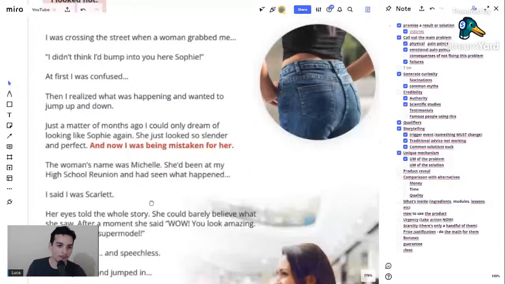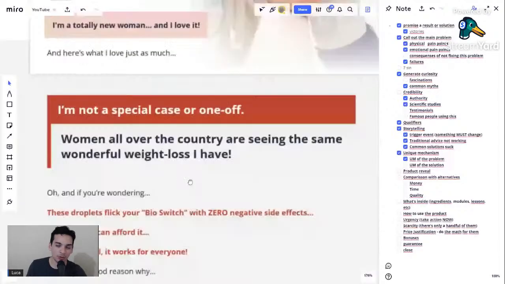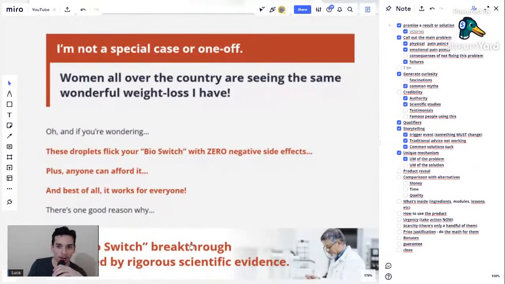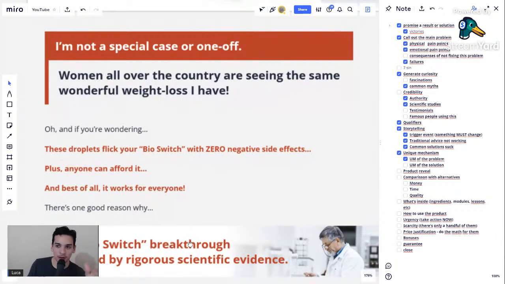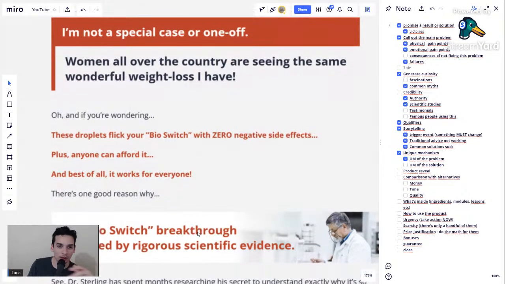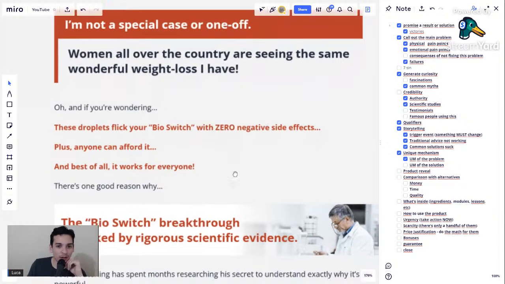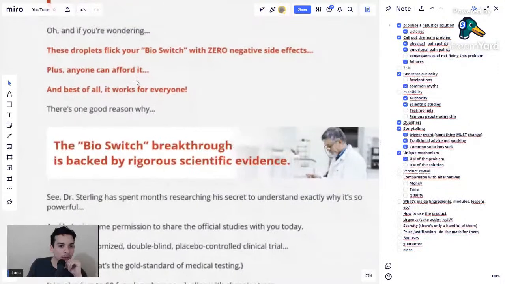So I'm going to skip this because I just want to explore the elements, the sales elements that they use, not explicitly read the copy. I'm not a special case. Women all over the country are seeing the same wonderful weight loss I have. And if you are wondering, the droplets flick your bio switch with zero negative side effects, plus anyone can afford it. Best of all, it works for everyone.